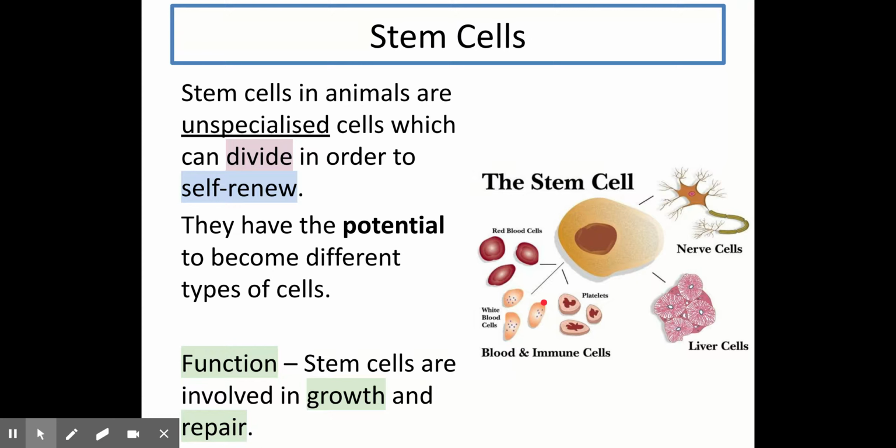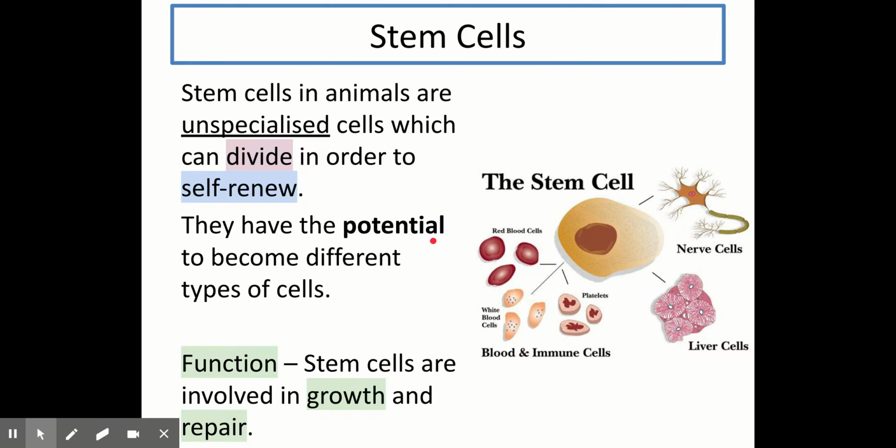So stem cells are unspecialised cells in animals that can do two main things. Firstly, they can divide in order to self-renew. This means they can divide to make more unspecialised cells. The second and most important thing about them is they have the potential to become many different cell types.